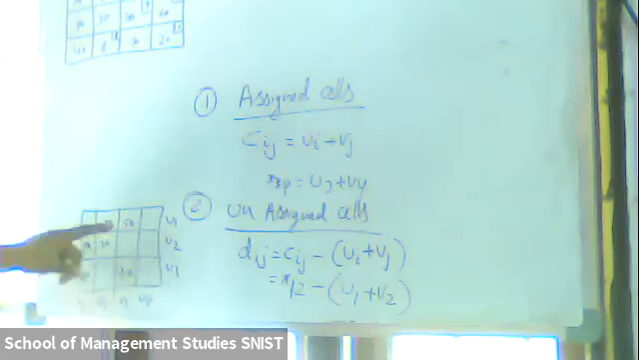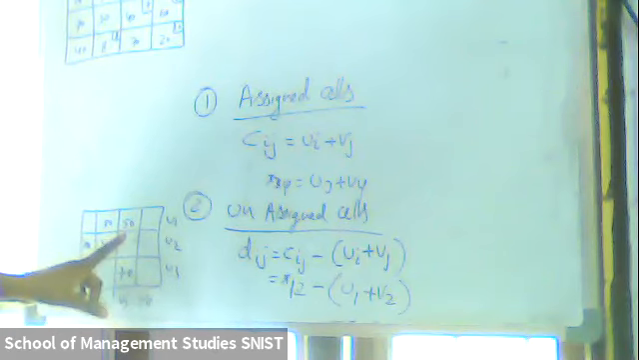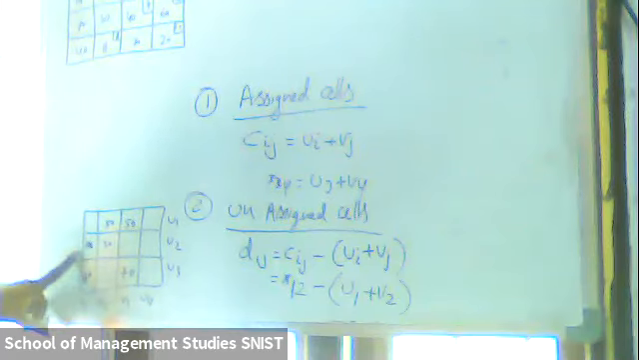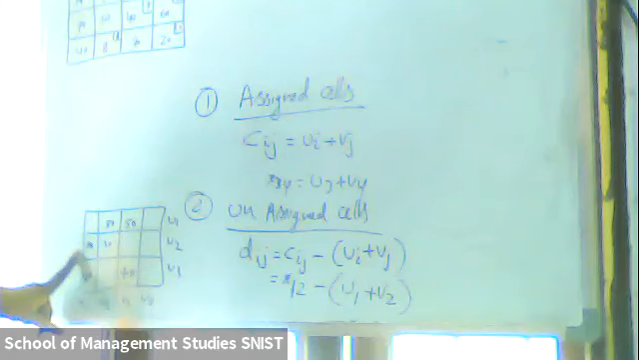Now, Shravani, I need to find out X13. X13 minus (U1 plus V3). That's it. To find out X21, Ramana. X21 minus (U2 plus V1), sir. U2 plus V1, exactly. Good.